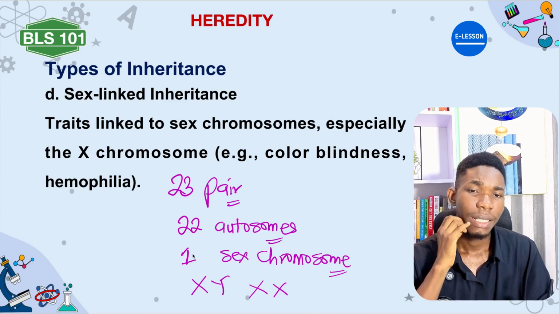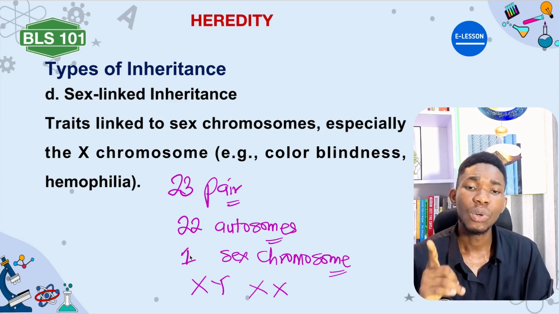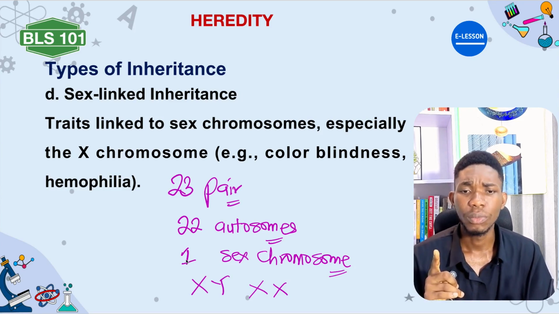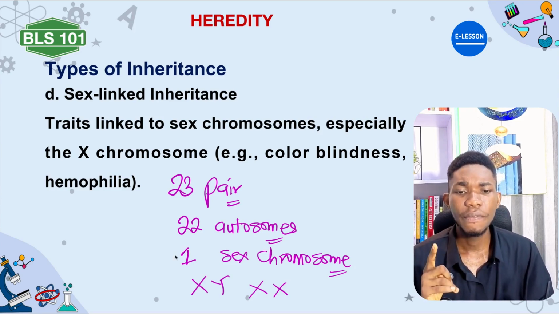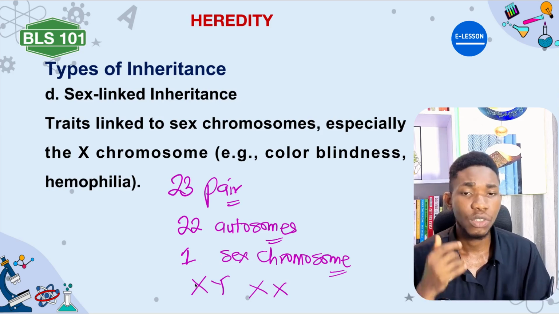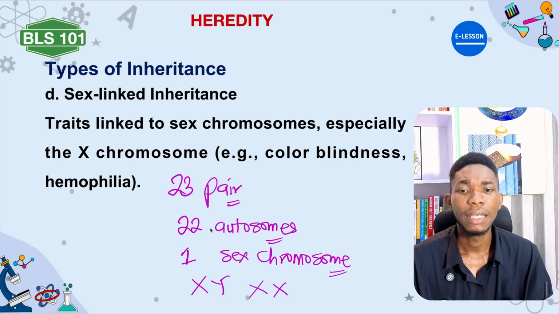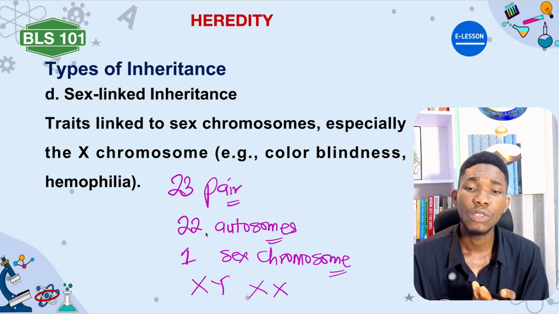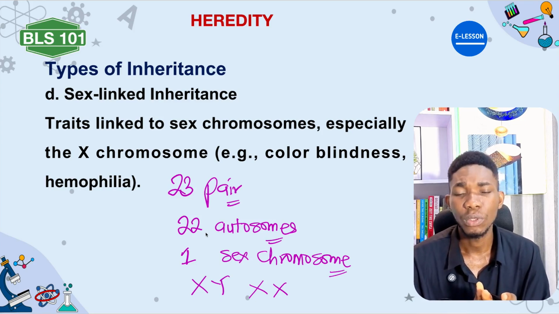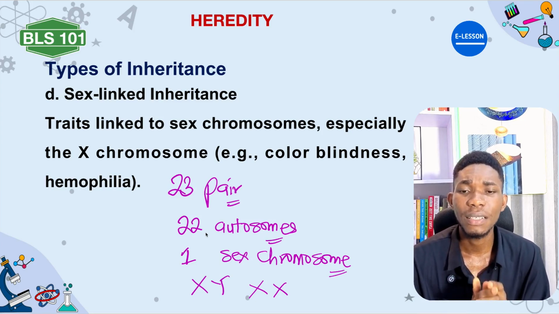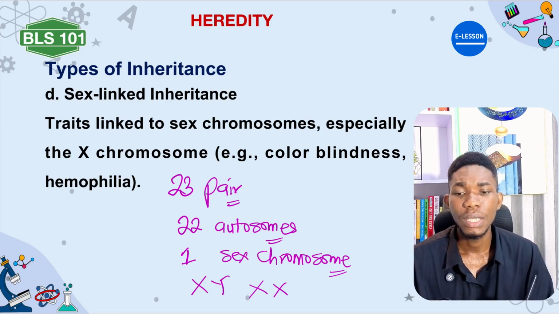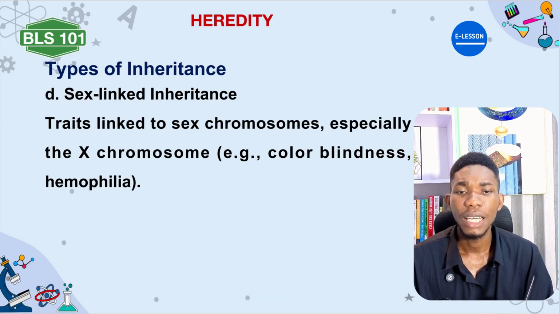Now, there are some traits especially linked to the sex chromosome, which you can only find in the sex chromosome, for instance, the X chromosome, e.g., color blindness and hemophilia. These are called sex-linked traits: traits linked only to the sex chromosome, especially the X chromosome. We are going to see the clinical significance of this XY chromosome as time progresses. We say e.g., color blindness and hemophilia.